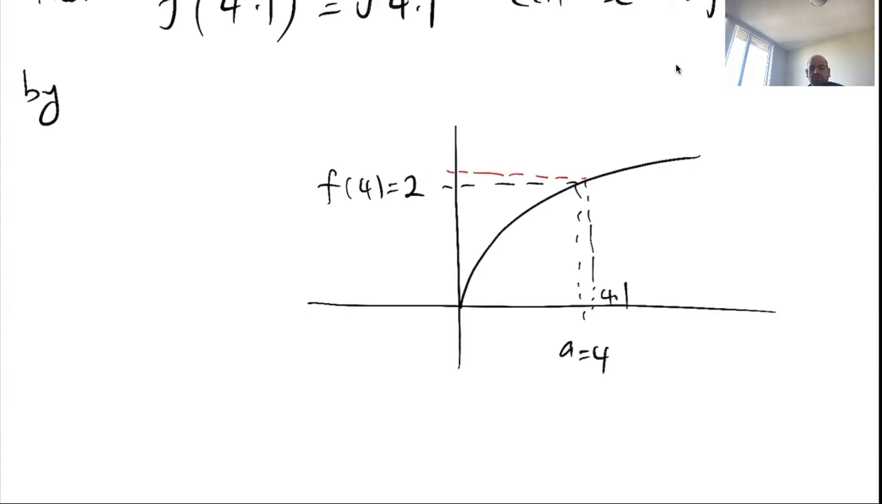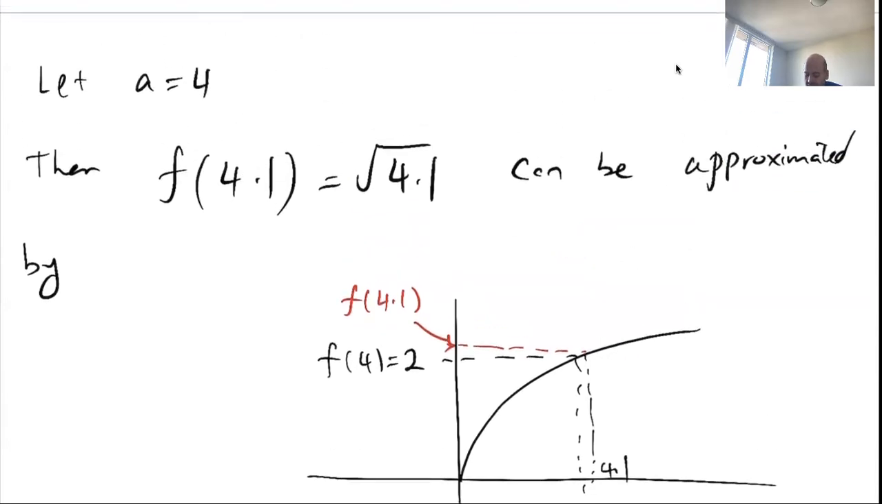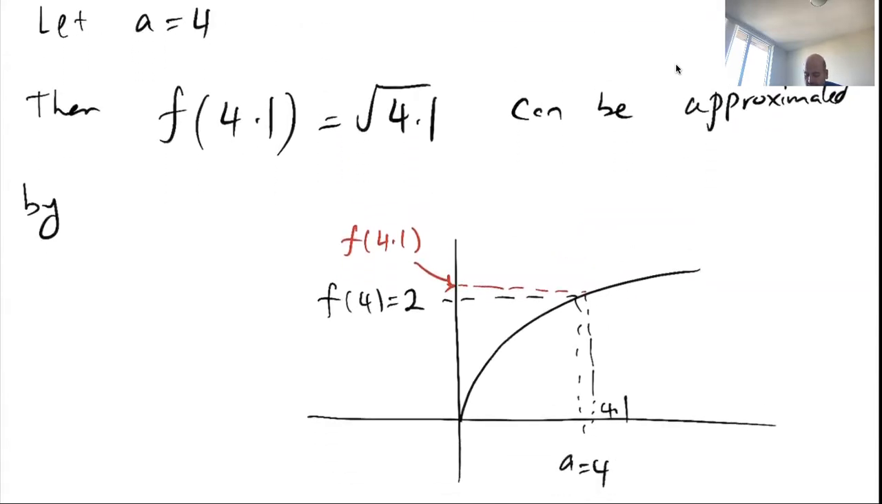Because these two values are close to each other, right? Approximated means we say one value is an approximation for the other one if those two values are close to each other. So f of 4.1, which is this value here, is close to f of 4, which is 2. So we can say f of 4 is an approximation for f of 4.1. So then f of 4.1 can be approximated by f of 4, which is 2.